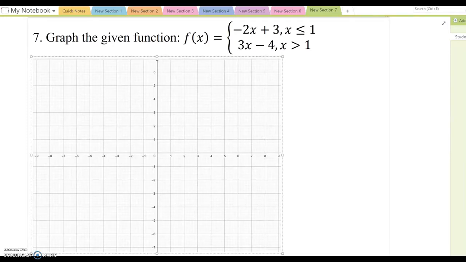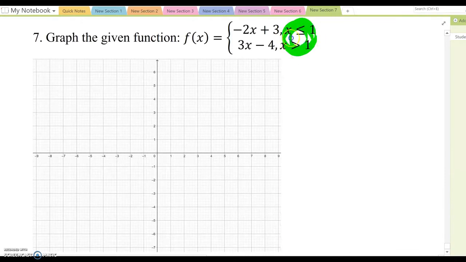Number 7. Graph the given function f(x) equal to negative 2x plus 3 if x is less than or equal to 1, and 3x minus 4 if x is bigger than 1. Okay, so this is a piecewise function, and you have to look at this interval value carefully. This function ends at x equal to 1, and this one begins at x equal to 1 but not inclusive. Therefore, when you select some points for each case, this function must end at 1, and this function must start from the 1 here.